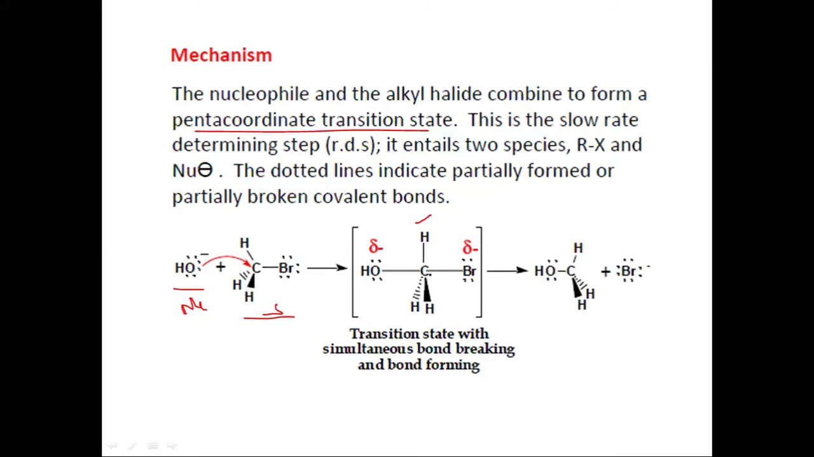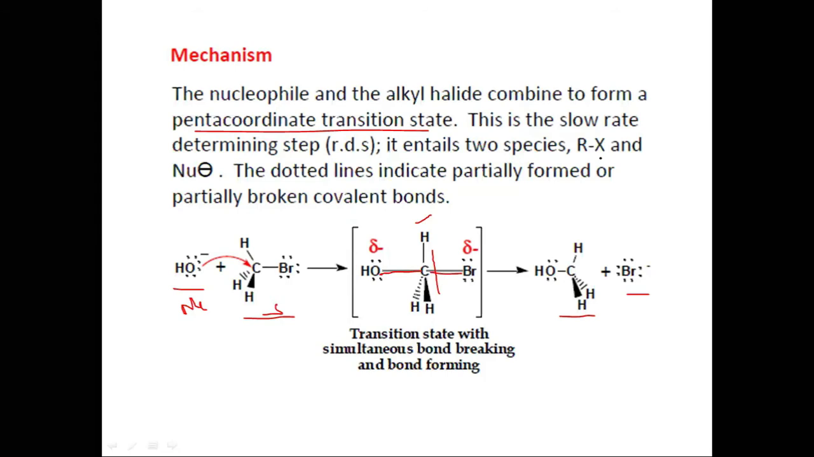In this case, the C-Br bond is going to break, and a new C-O bond formation is taking place in this particular transition state. If the C-Br bond breakage takes place completely and the new C-O bond formation happens simultaneously, then only can you expect alcohol formation. Along with that, Br will leave as Br minus.